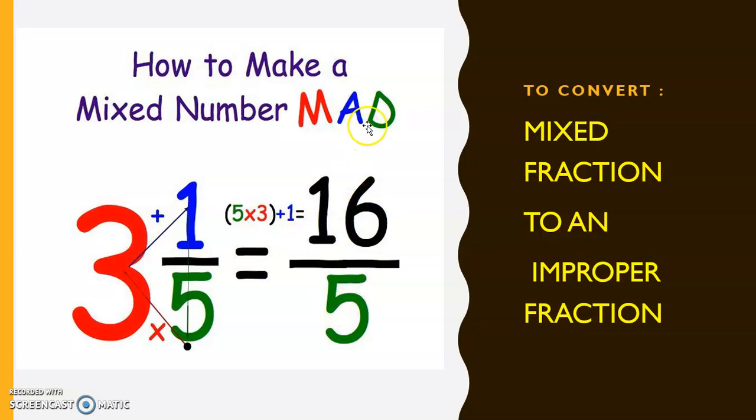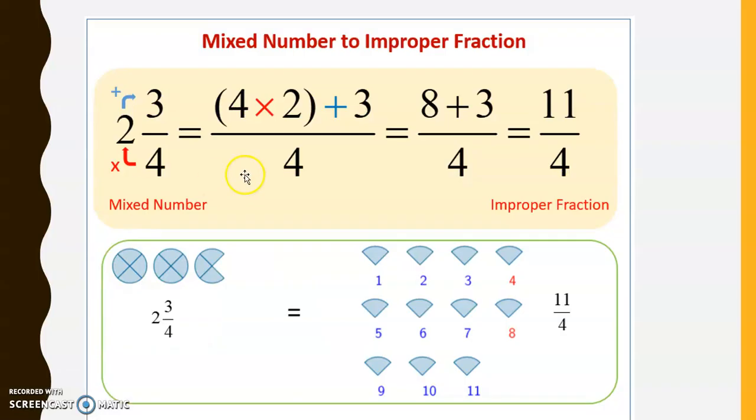We just have to remember MAD: multiply the denominator with the whole number and add the numerator, with the denominator the same. So a mixed number is converted by the steps of MAD. Let us see one more example here. 2 3 upon 4 is the mixed number. How to convert? Again follow the steps of M, A, and denominator same. Let us see. 4 2s are 8 plus 3, that is 11 upon 4.